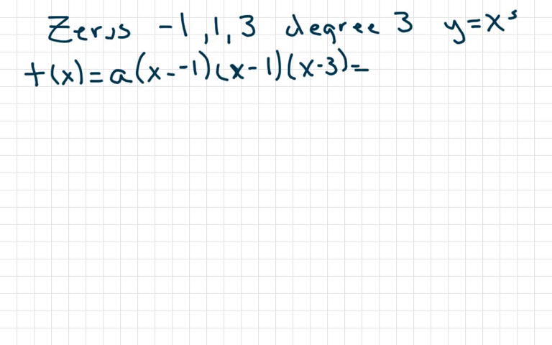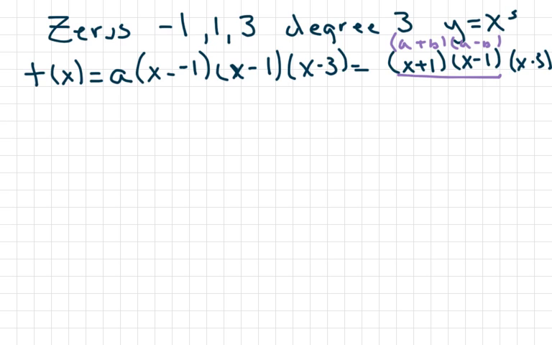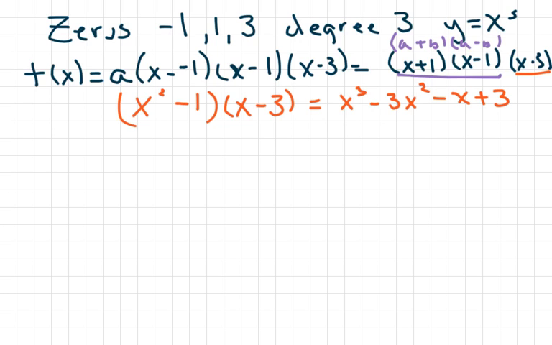If a is 1, we're just going to get x plus 1 times x minus 1 times x minus 3. Now when you FOIL these out, do the two that's easier. We know that this has the form of a plus b times a minus b, so this is a squared minus b squared. This part right here yields x squared minus 1. And we're going to FOIL that with x minus 3 and get x cubed minus 3x squared minus x plus 3. So basically, I just FOILed: first, outer, inner, last. And there's your polynomial, where your a is 1.